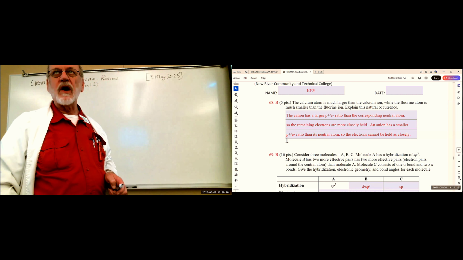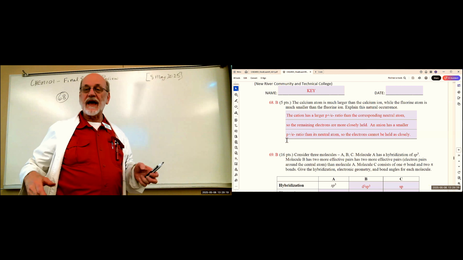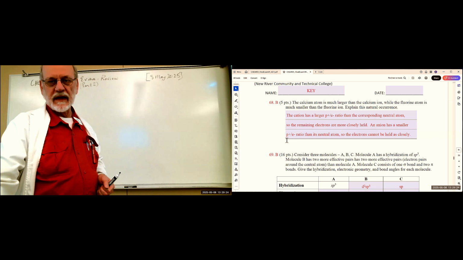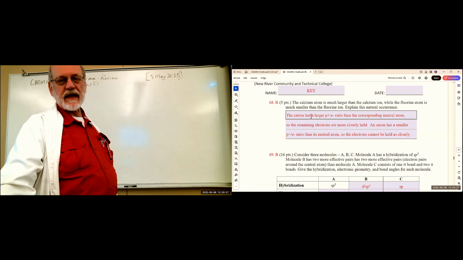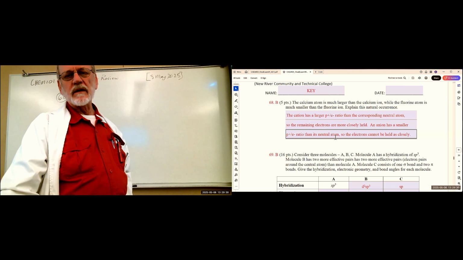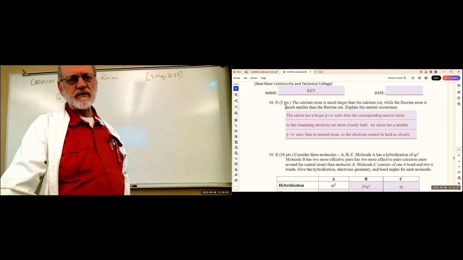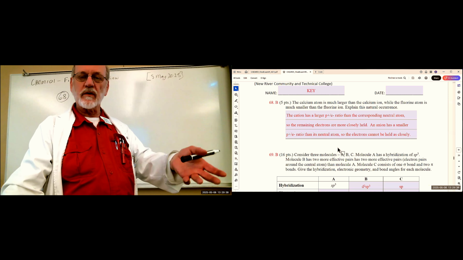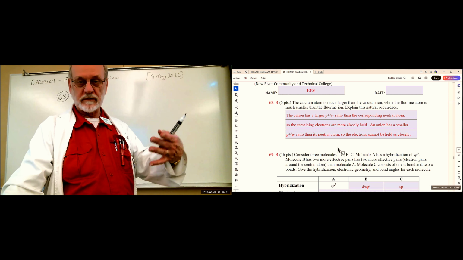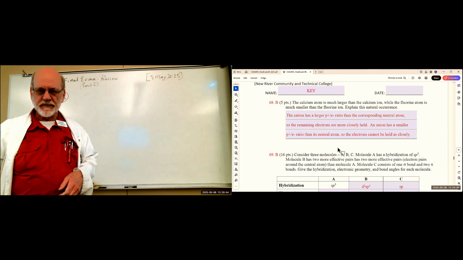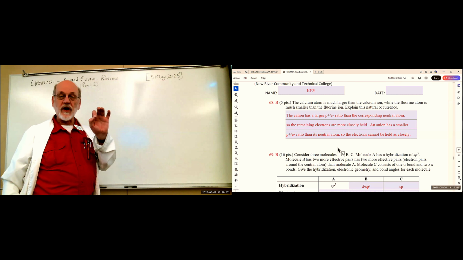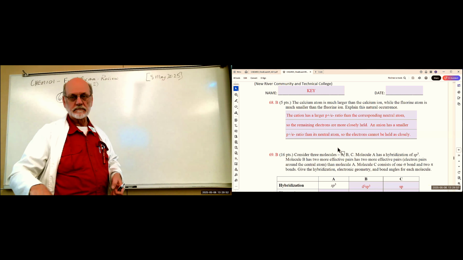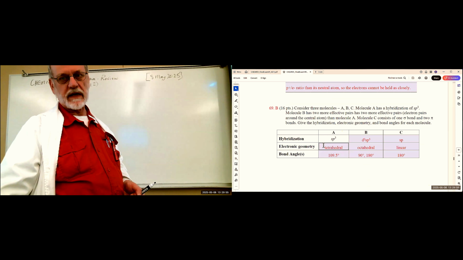While the fluorine atom is much smaller than the fluorine ion. That's because the fluorine ion is negative. We add an electron. Explain this natural occurrence. And I just did. We're actually not comparing the two. We're just saying that one ion is smaller and the other ion is bigger. Then it's neutral. So the explanation is that when you subtract electrons, you shrink it. And when you add electrons, you expand it. That's actually pretty simple.